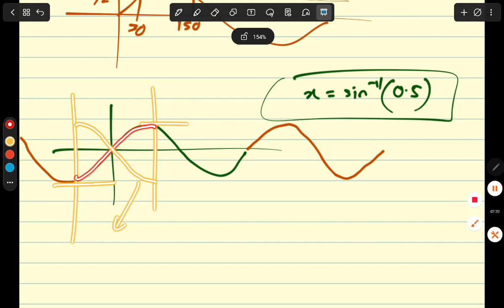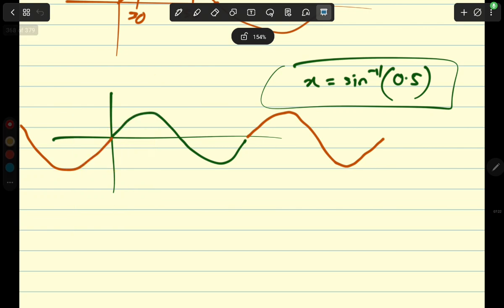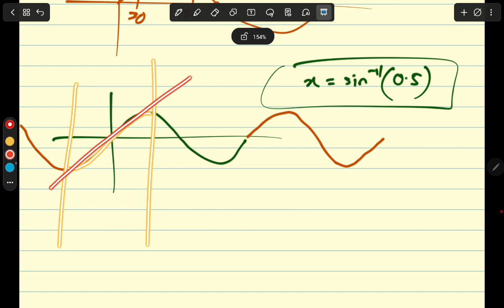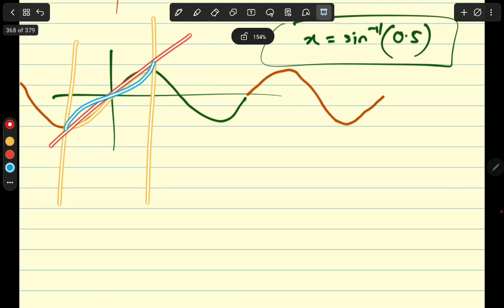Now, okay, wait a second. If this is for a restricted domain, for this function to have an inverse, and we draw the y equals x line, then our inverse function is going to be like this. So I drew it incorrectly previously.